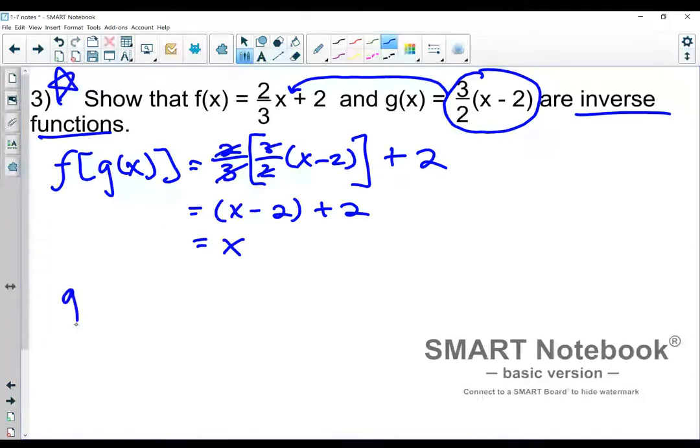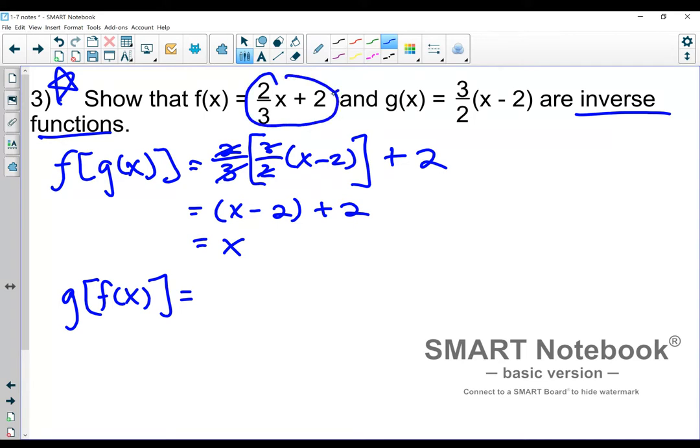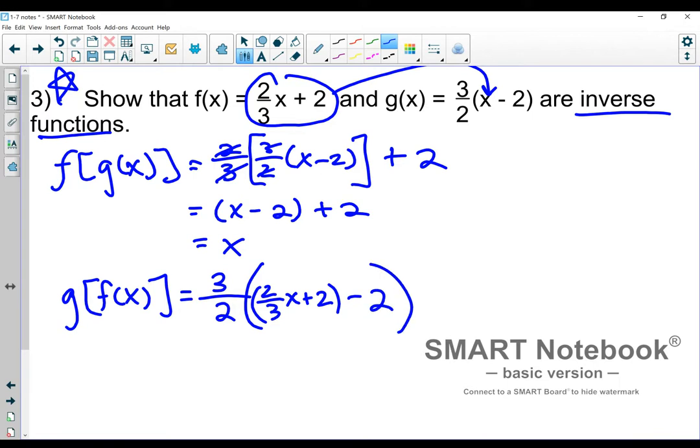So now let's try g of f of x. Now I am going to take all of my function f and put this whole function in the second one where the x is. So I have a 3/2 on the outside, and then parentheses, and in the parentheses I'm going to have 2/3 x plus 2, and then we'll have a minus 2. I've got to go through and simplify this time.